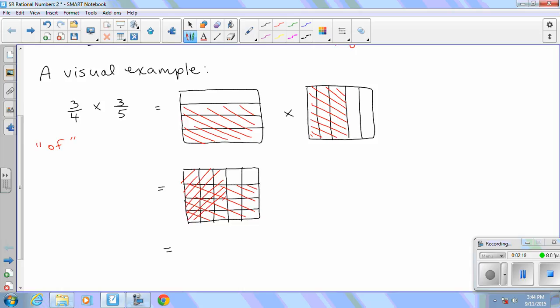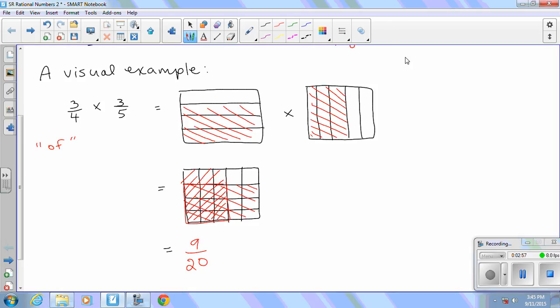And my answer will be the result where they overlap. So it'll be this section here, which is 3/4 of the 3/5. And you can see that now we have 20 blocks here, and our overlapping part is 9 of them. So the answer is 9/20. If you look at the rule from above, A times C, we'd have 3 times 3 giving us the 9, and 4 times 5 giving us the 20. So that's just a quick visual look at it.